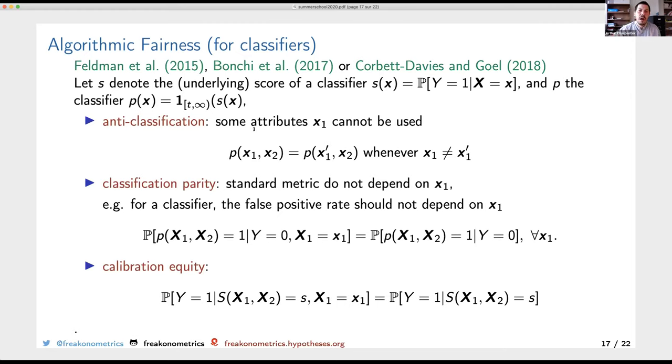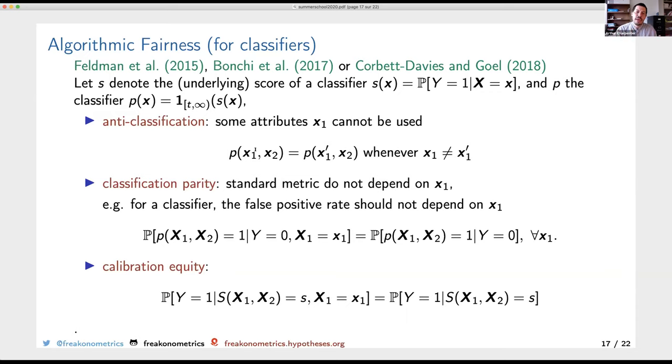So the anti-classification rule says basically, if you have different people with different X1, so X1 are my forbidden variables, okay? For the same X2, we should get the same prediction. So we should get 1 or 0, okay? So we can get different probabilities, but basically we should get the same prediction. So if we got the same prediction, it means that actually this is something which is fair, okay? Because whatever X1, you're going to get the same prediction.